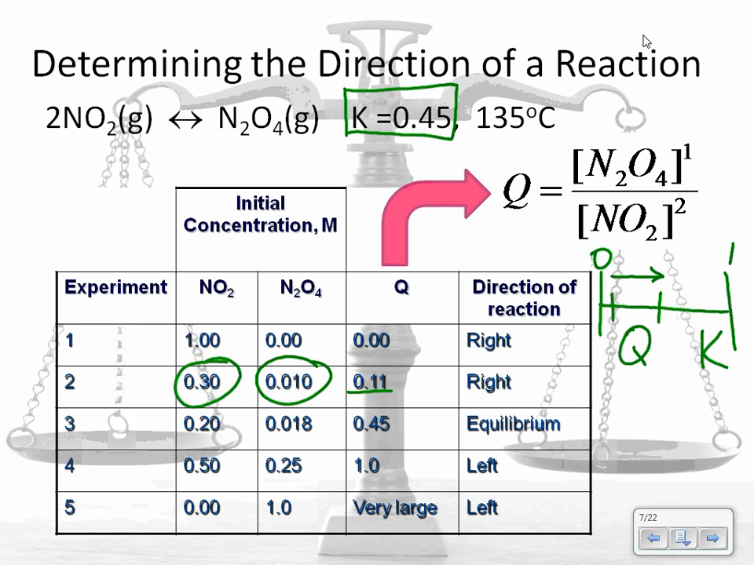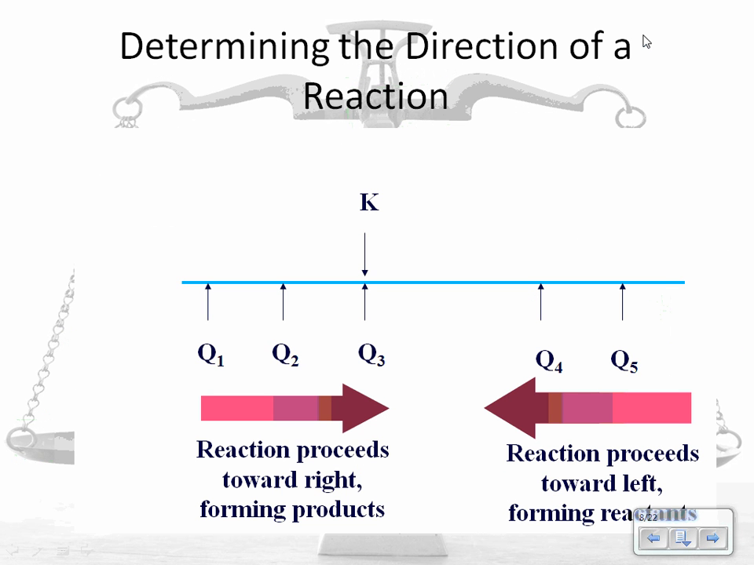The same thing happens again in experiment number 3 and 4 over here. I take those numbers, I plug them into Q, I calculate a value, and then I plot Q and K on a number line, and I figure out what direction the reaction's proceeding in. So that's your basic way of determining the direction of a reaction. Again, here are all my values of Q and K on the number line from the previous slide. Whenever I draw an arrow from Q towards K, whichever direction my arrow is drawn in tells me what direction the reaction proceeds in.